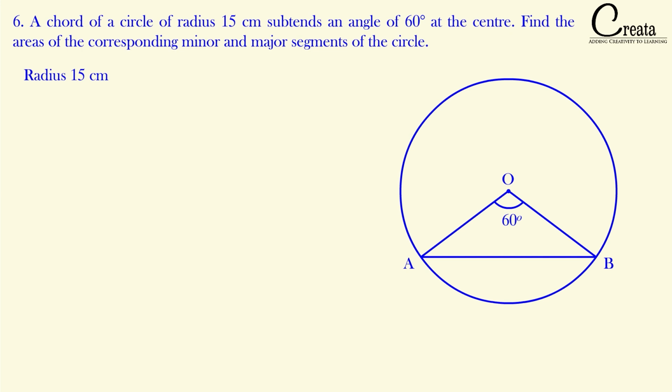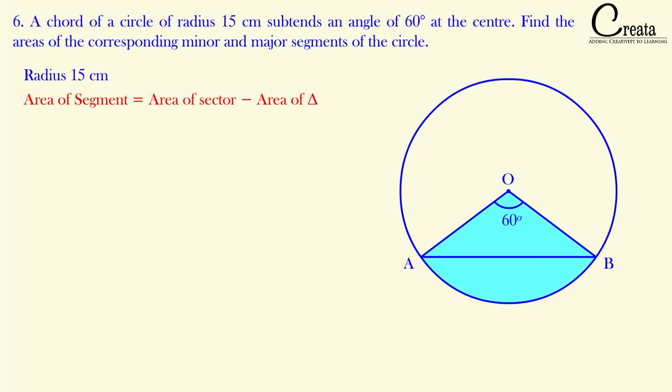So we are having the chord AB. This portion is the minor segment. Segment is the region between the chord and the arc. This is the minor segment and this is the major segment. So what formula do we use to find the area of the segment? The area of the segment is area of the sector minus area of the triangle.